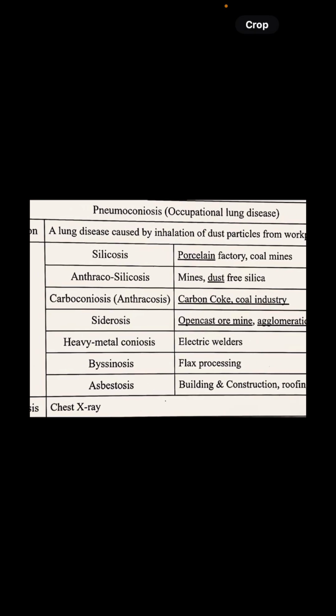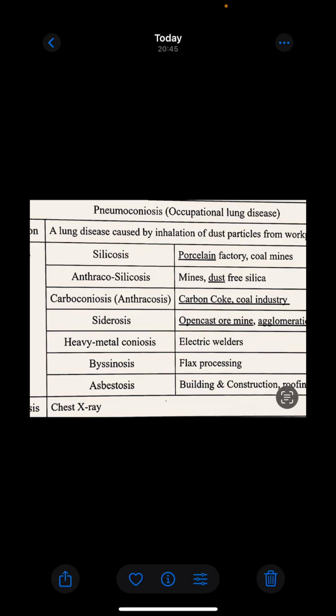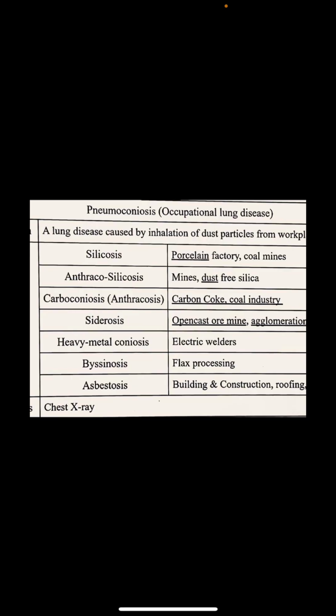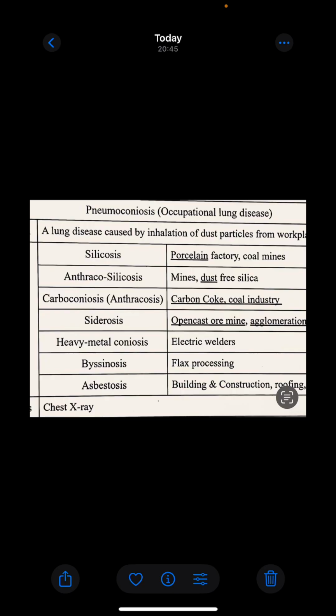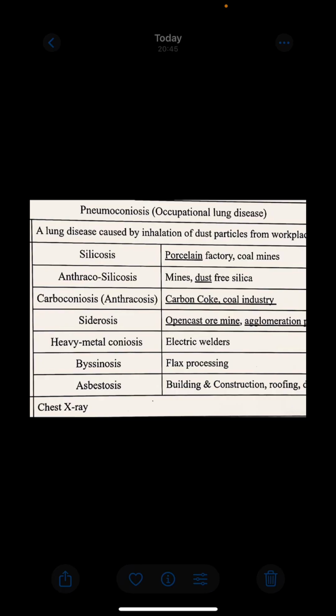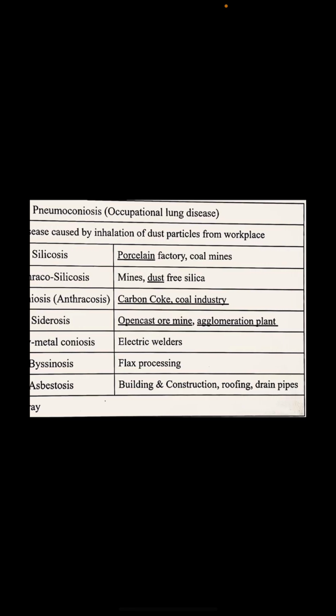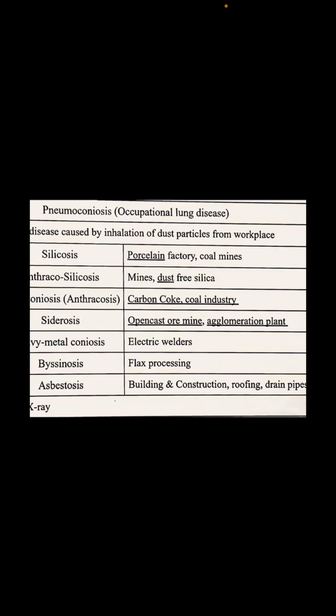pneumoconiosis, which we will see in electric welders. I saw some questions in KROK about heavy metal pneumoconiosis, but it is not very typical for the test center. Heavy metal pneumoconiosis includes electric welders. Byssinosis includes flax processing. Asbestosis is related to building and construction, roofing, or drain pipes.